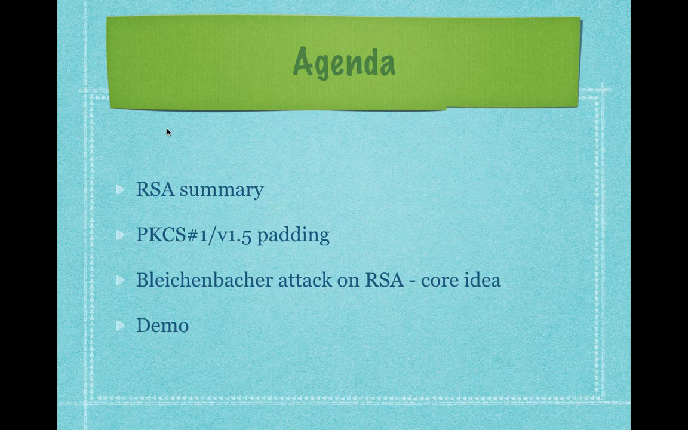And then we will also discuss the multiplicative property of RSA which the Bleichenbacher attack is using. Then we will focus on the Public Key Cryptography Standard 1 version 1.5 padding format, which is used for encrypting the RSA text, especially in the SSL/TLS protocol.